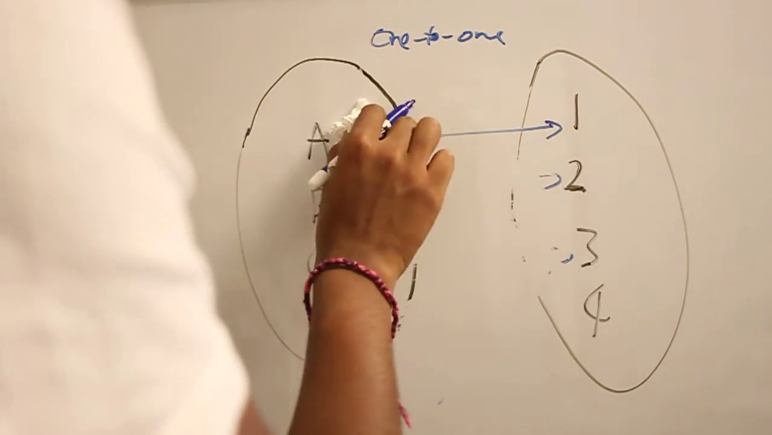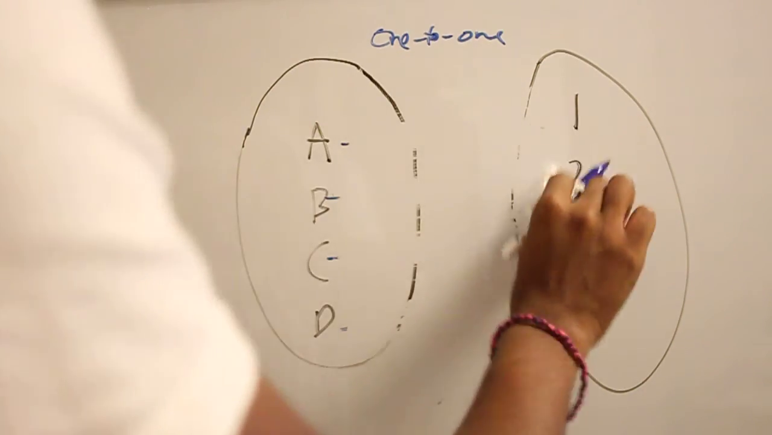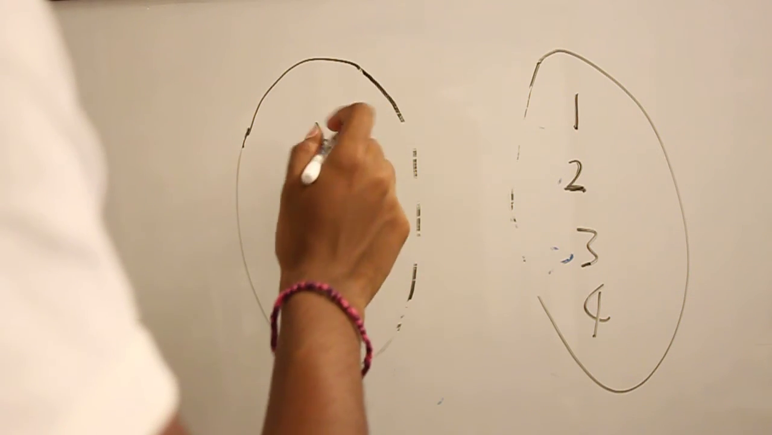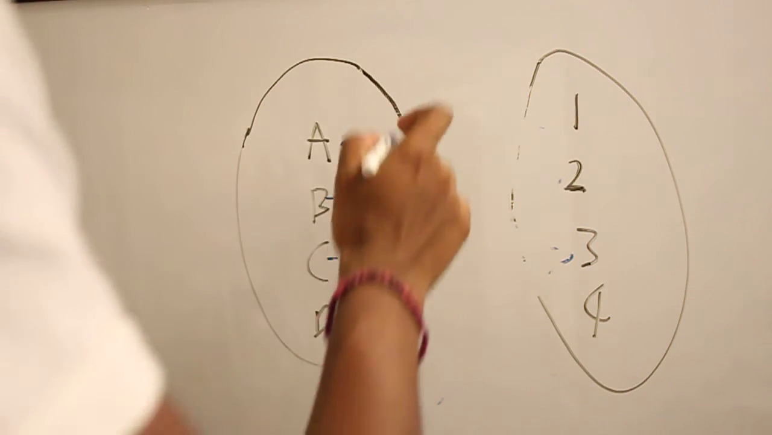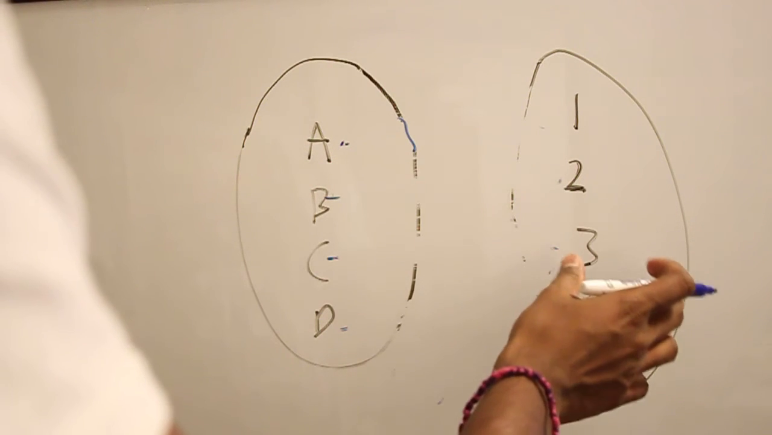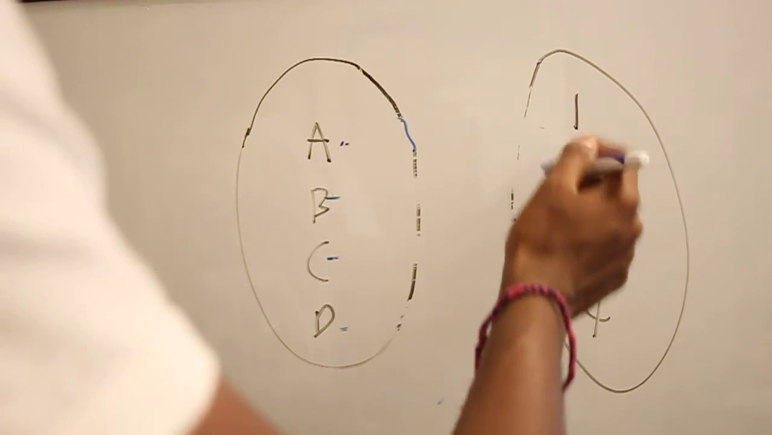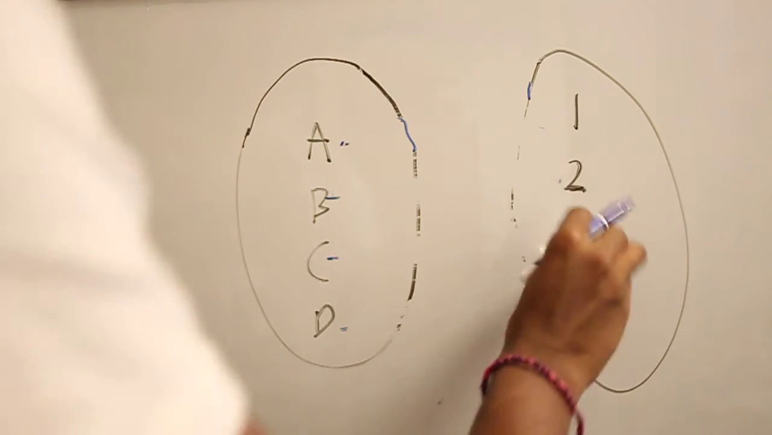Now let's look at what a surjective function actually is. A surjective function is basically one where every element in your domain maps to some element in your codomain, and every element in your codomain is mapped by some element in your domain. So let's see what that actually means.